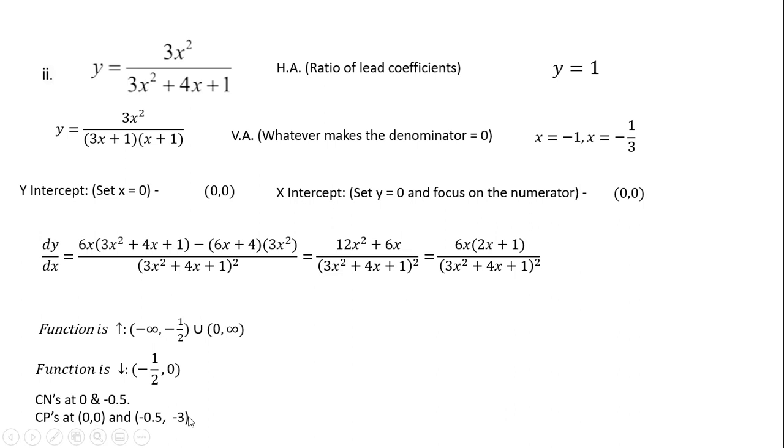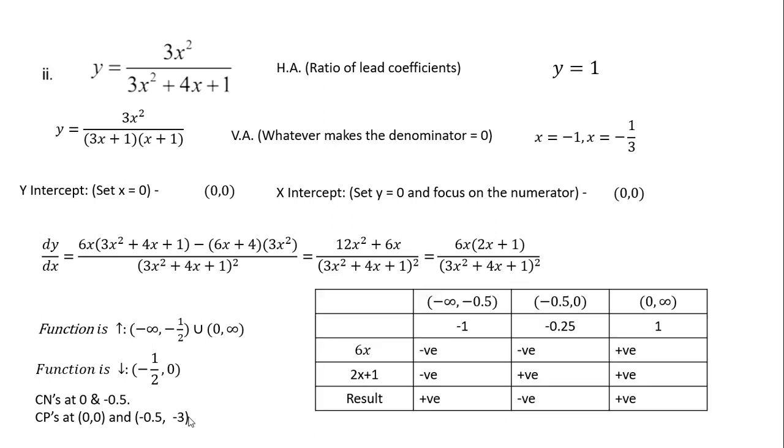Okay, so I'm going to set up a table now. In this table, I'm going to have my entire domain going from minus infinity to minus 0.5, minus 0.5 to 0, and 0 to infinity. Those come from my critical numbers. I've broken it up like I did with the previous video. Now I'm going to just pick a number in each interval. I'm going to pick minus 1, minus 0.25, and 1.